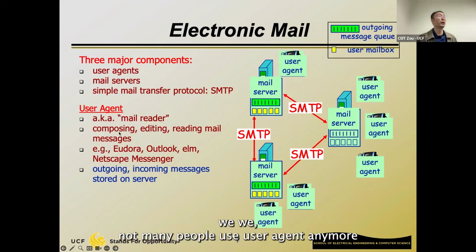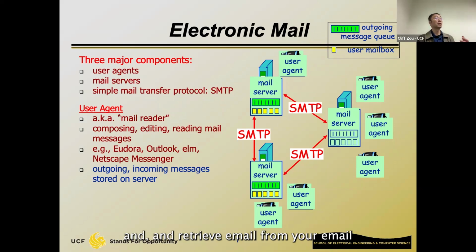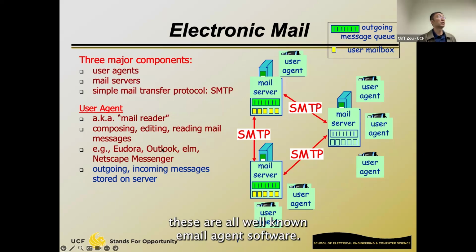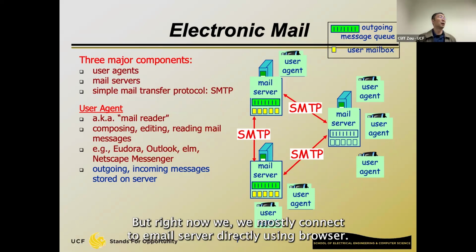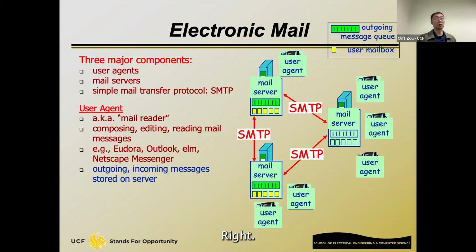User agent, right now not many people use a user agent anymore, because a user agent is just dedicated software that you can use to organize your email and retrieve email from your email server account. Originally, Outlook and Netscape Messenger were all well-known email agent software. But right now we mostly connect to the email server directly using a browser. So using a browser in that way, there's no email agent anymore.